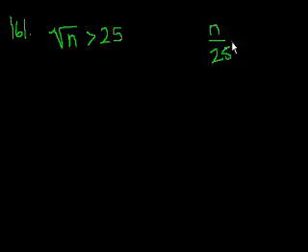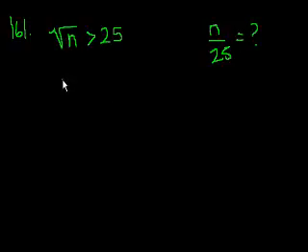We're on problem 161. The positive integer n is divisible by 25. If the square root of n is greater than 25, which of the following could be the value of n divided by 25? So what could be a valid value for n divided by 25? Let's see if we can manipulate this a little bit.